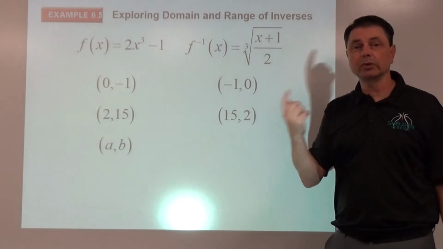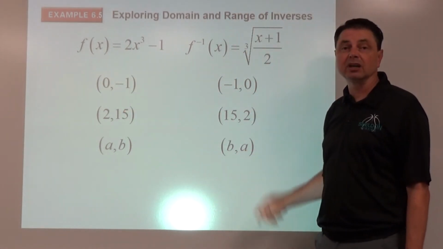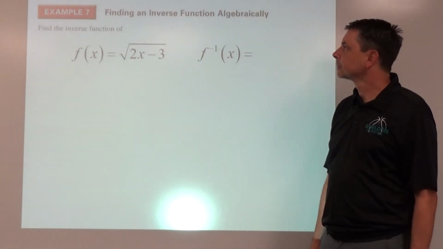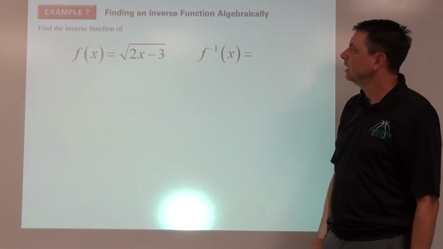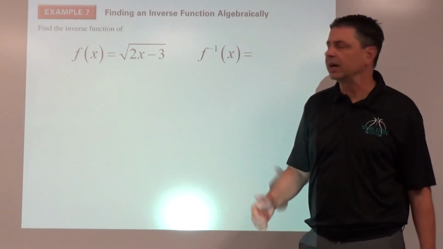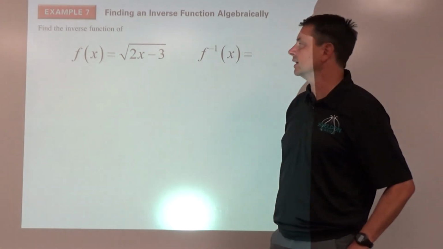Notice the relationship that we talked about earlier, reversing the coordinates, it would have to be B comma A. Example 7, find an inverse function algebraically. Find the inverse of f of x. If we thought about it for a moment, would this be 1 to 1? That's an important thing to think about.